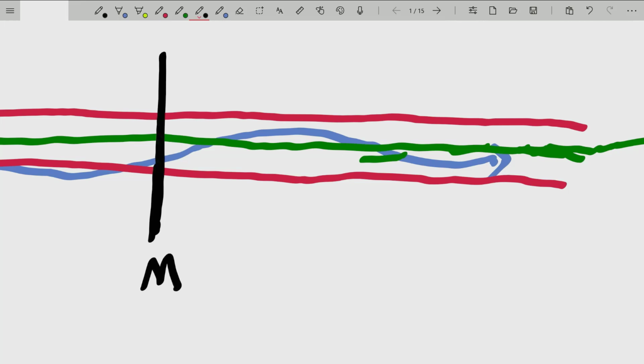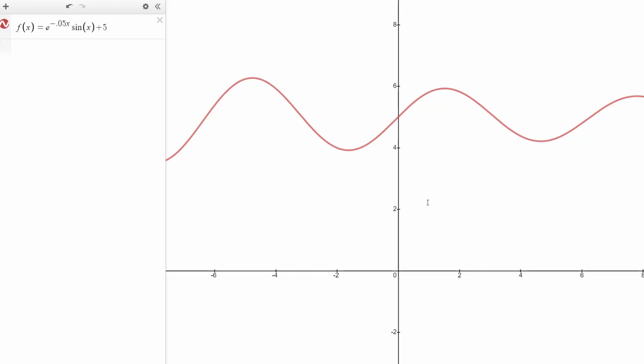For a better visual, I suppose I could use Desmos. So I'm just slapping together something very quickly. I just threw together a function. It's like a sine function lifted up 5 units, but the coefficient of sine is a decaying exponential function. So that just decays the amplitude of the sine function.